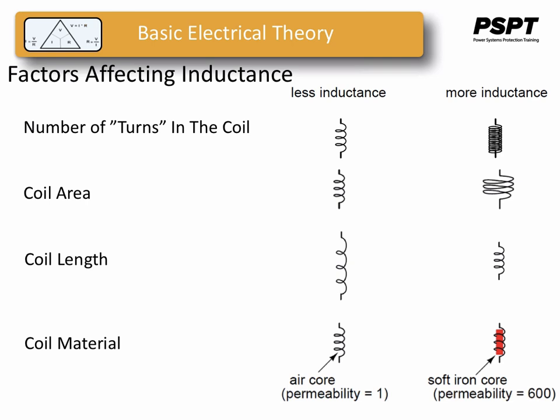And lastly, the core material. The greater the magnetic permeability of the core, which the coil is wrapped around, the greater the inductance. The less permeability of the core, the less the inductance. A core material with greater magnetic permeability results in a greater magnetic flux field for any given amount of force field. In other words, amp turns.